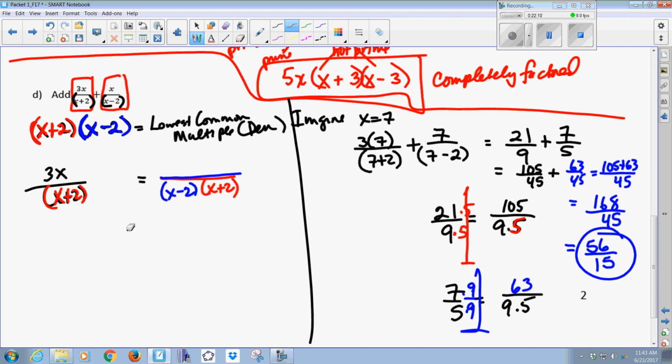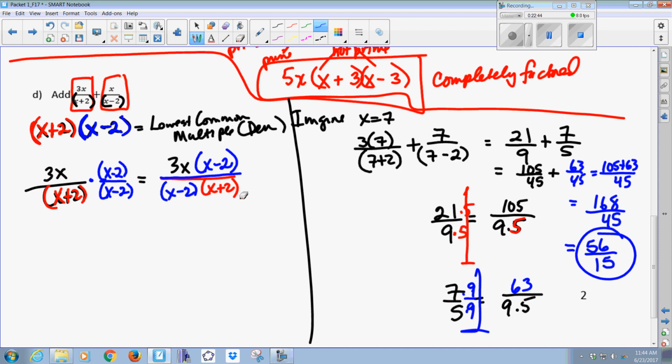And you compare the two denominators and you say, oh, this denominator has the red factor, same as this denominator, but what's it missing? It's missing the blue factor, x minus 2. So I have a right to multiply any fraction by any form of 1 that I want. So I'm going to multiply it by x minus 2 over x minus 2. So now my top becomes 3x times x minus 2 over x minus 2 times x plus 2.